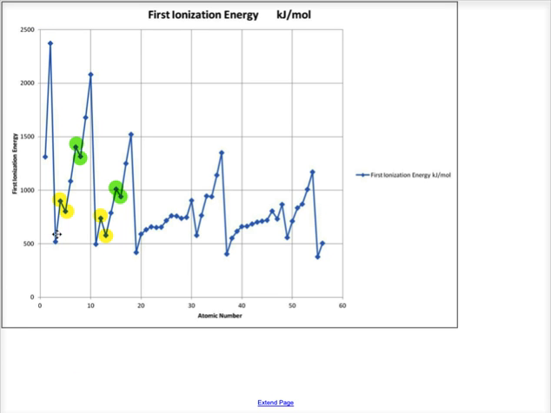So if you look at your graph of ionization energies, highlighted in yellow is the beryllium and boron ionization energy. So instead of that general increase in ionization energy as you go across the periodic table, there's a slight dip down. It's almost as if beryllium is a little higher and boron is a little lower than you would expect.